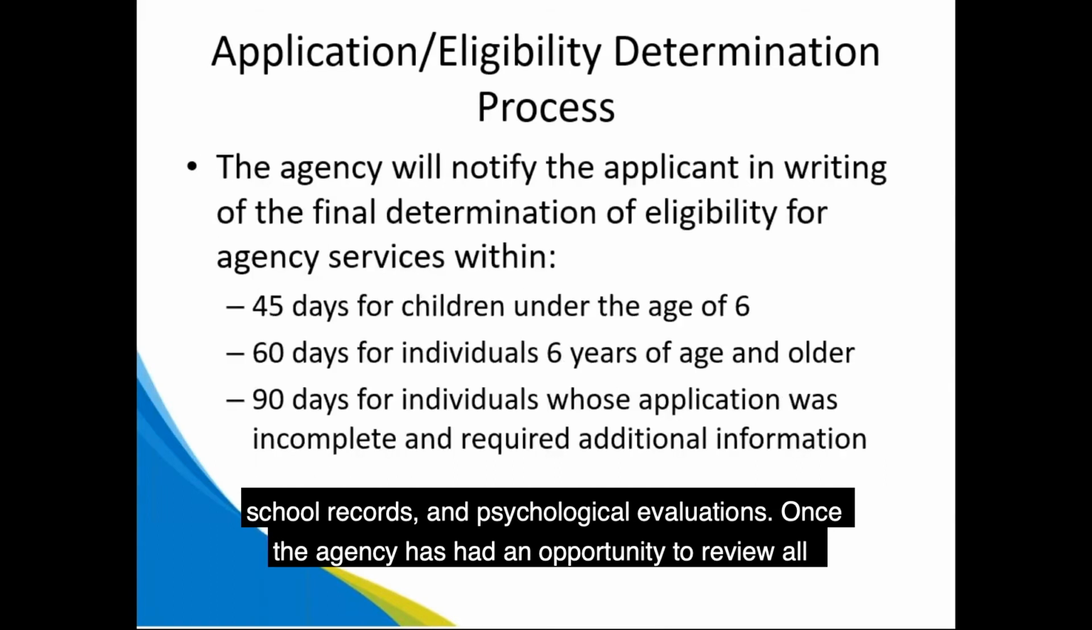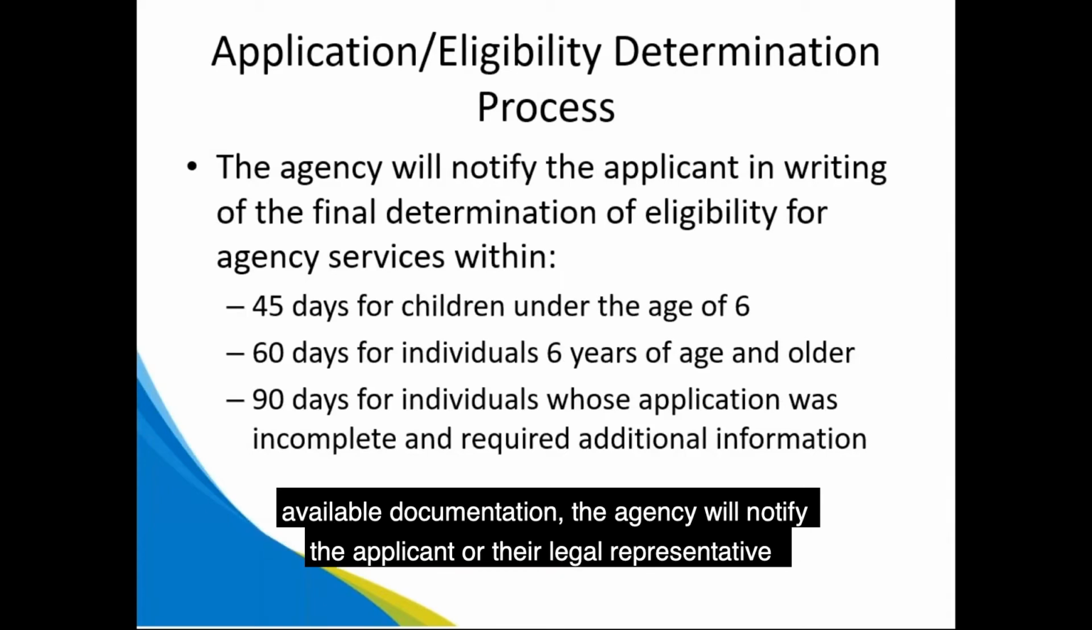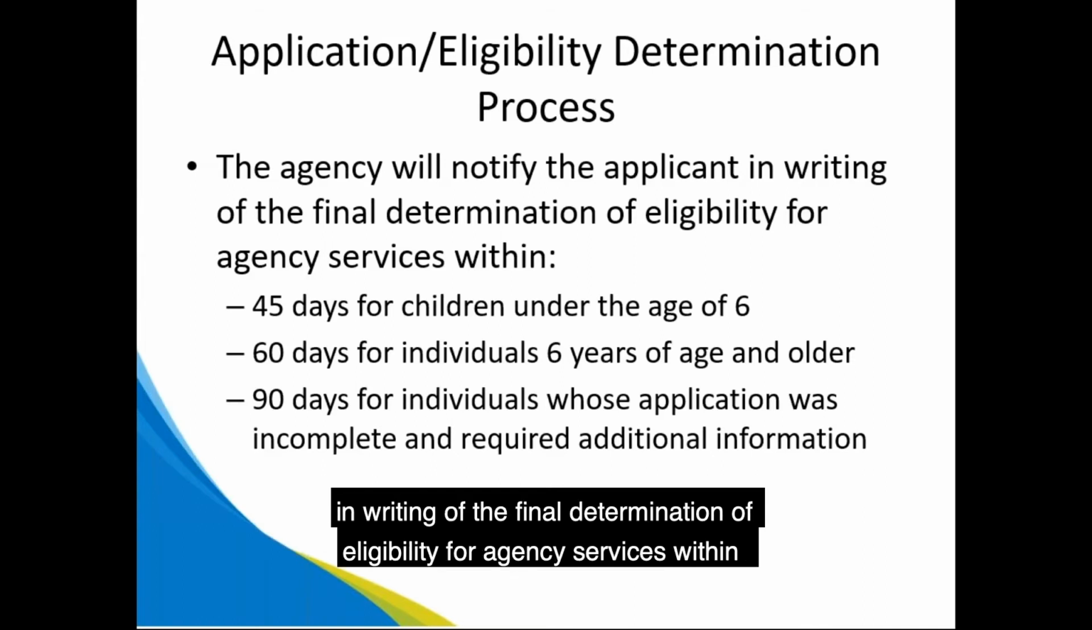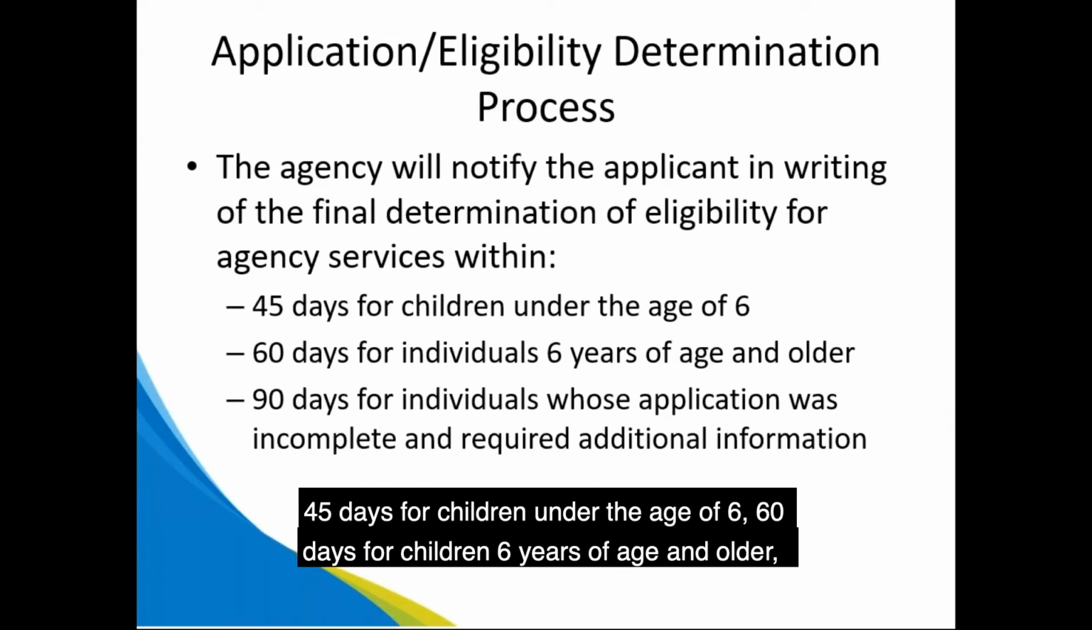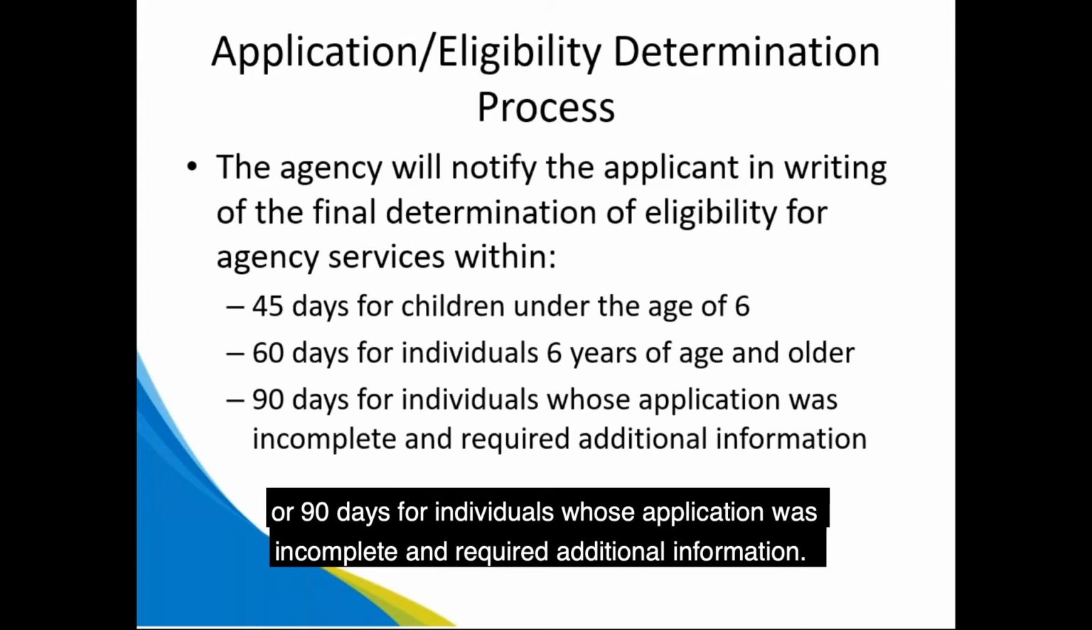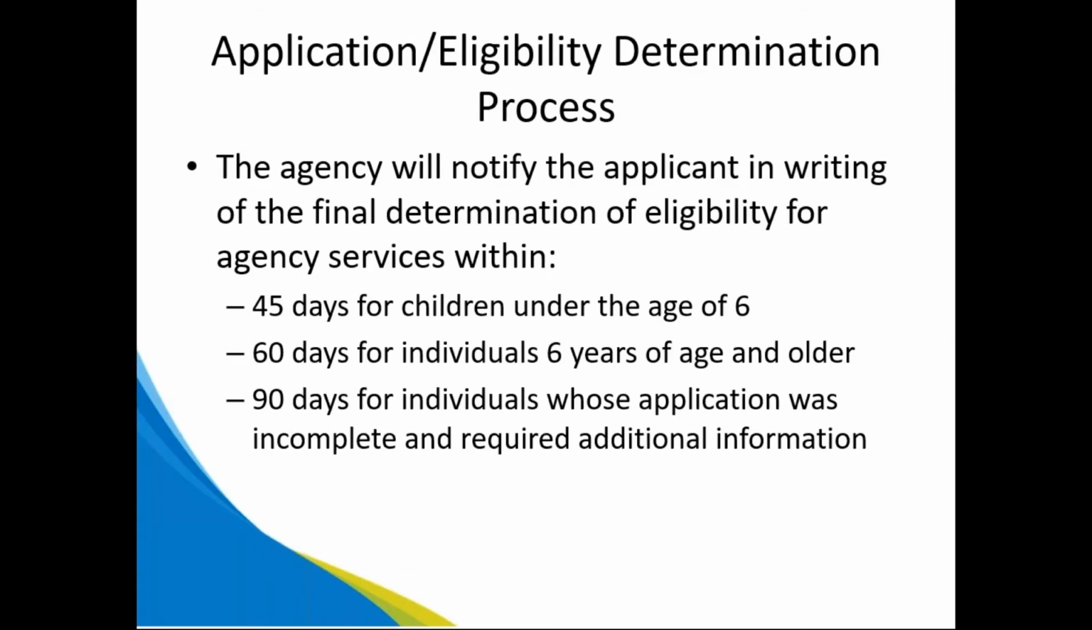Once the agency has had an opportunity to review all available documentation, the agency will notify the applicant or their legal representative in writing of the final determination of eligibility for agency services within 45 days for children under the age of 6, 60 days for children 6 years of age and older, or 90 days for individuals whose application was incomplete and required additional information.